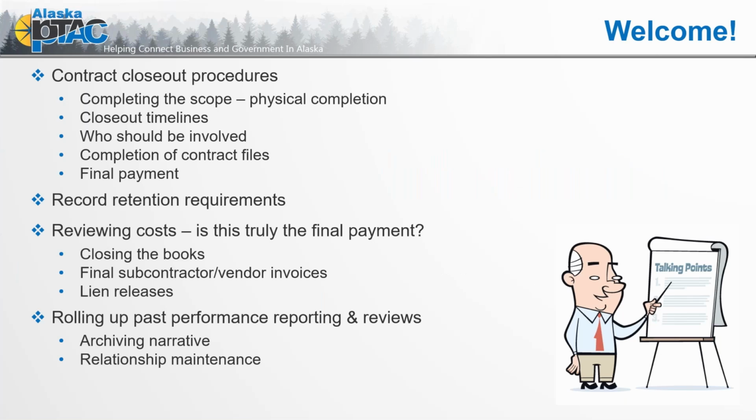So this is some of the things that we're going to be talking about today. We're going to be going over the contract closeout procedures. We're going to talk about completing the scope and what it means by physical completion. We're going to talk about closeout timelines, who should be involved, the completion of the contract files, and of course, final payment. We're going to talk about record retention requirements, and then we're going to move into reviewing the costs.